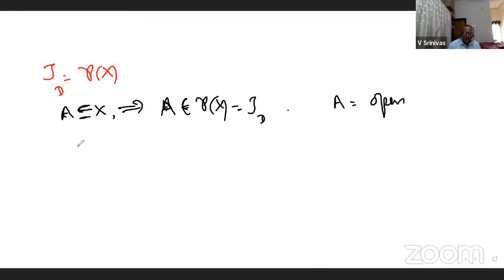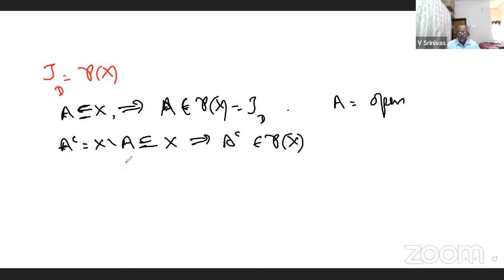What is A complement? A complement is X minus A. This also is a subset of X. Therefore, A complement is an element in the power set of X. It will be present in the power set of X. This implies A complement is open, because the power set of X is tau D. This is the discrete topology. Therefore, A complement becomes open.